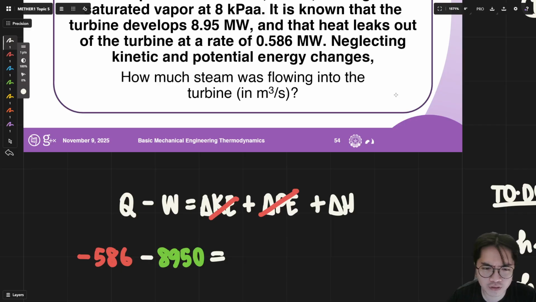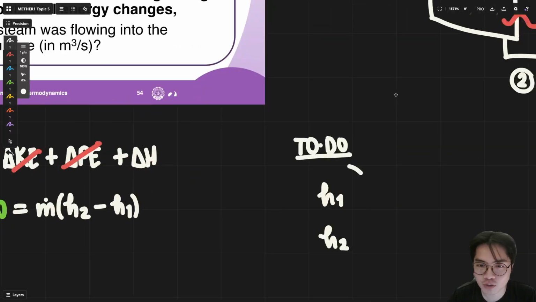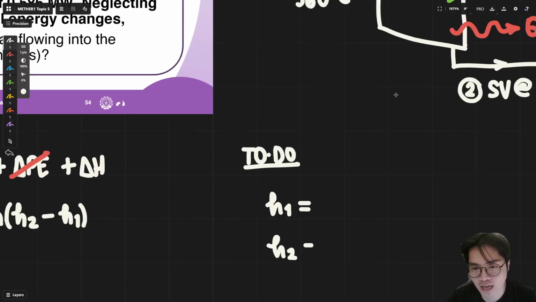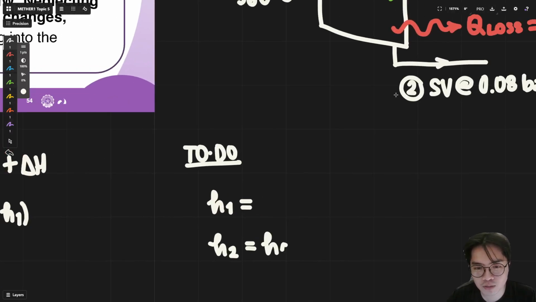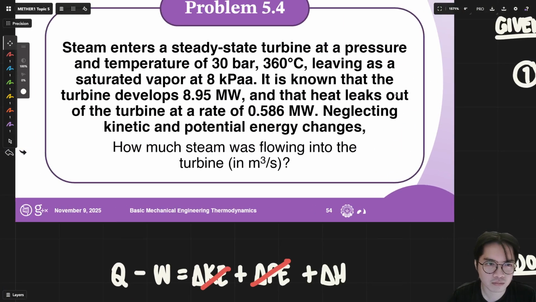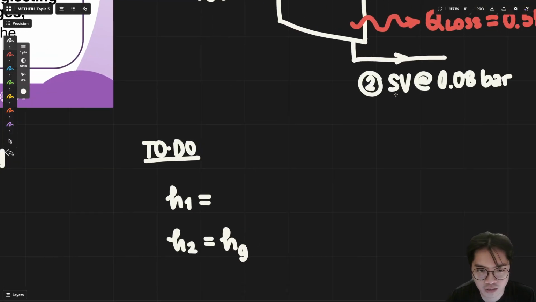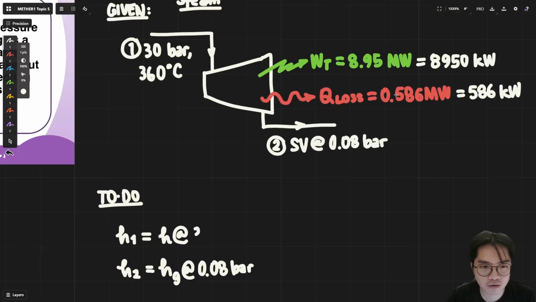How are we going to compute for delta H? That will be m dot times H2 minus H1. And so as you can see, we just do need to find the values of H1 and H2. So for H2, that will just be HF because this is a saturated vapor. Yeah, saturated vapor. So sorry, it should be HG. HG at 0.08 bar, and it should be your H at, what was that again? 30 bar. And then 360 degrees Celsius.